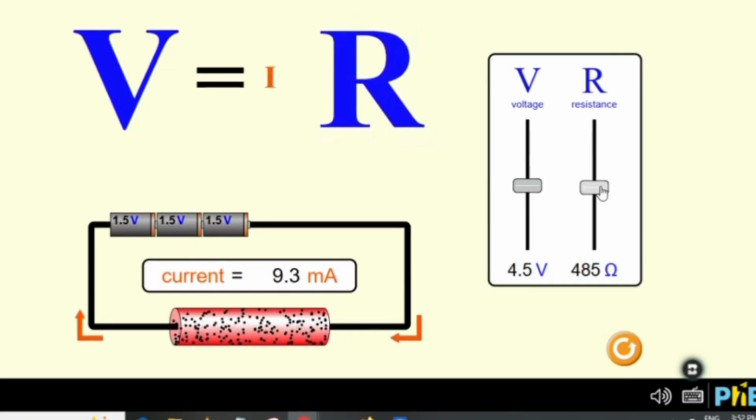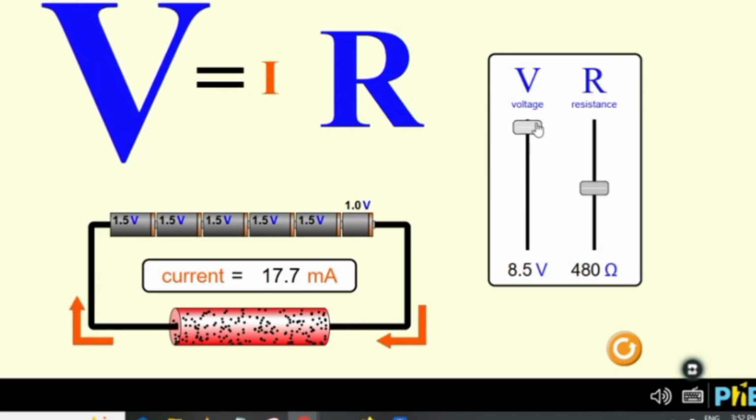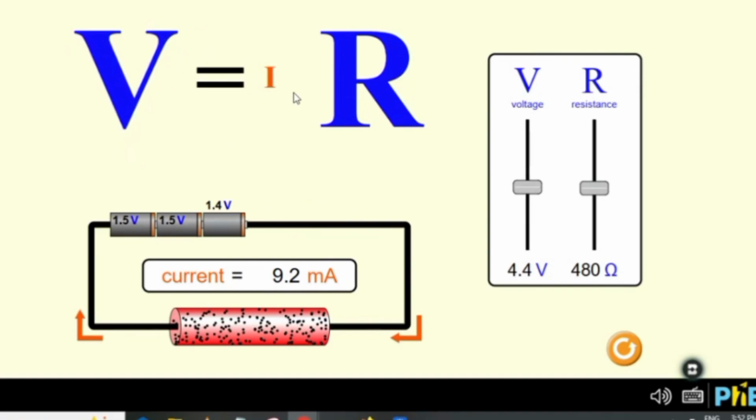Resistance is inversely proportional to current, and voltage and current are directly proportional when we keep the resistance constant. Let's say we are increasing voltage, current is increasing, so voltage and current are directly proportional. Just look at the difference. So this is the mathematical formula of Ohm's law. Voltage is directly proportional to current when we keep resistance constant, when we keep temperature constant, because temperature is directly linked to resistance.